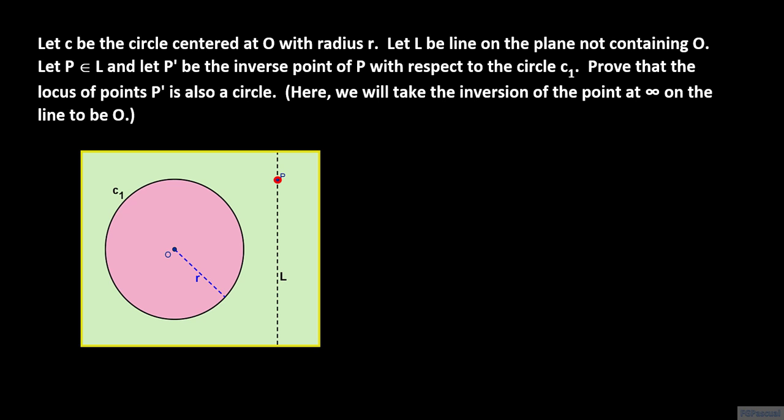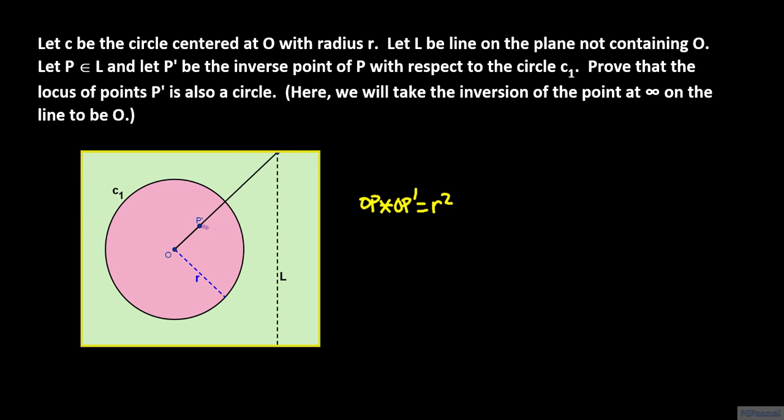Let P be any point on line L. P' is the point of inversion of P with respect to the circle. We say that the points P and P' are inverses with respect to the circle if the product of the lengths of the segments OP and OP' is equal to the square of the radius. We also have the added requirement that O, P' and P have to be collinear, with O being outside the segment P', P.